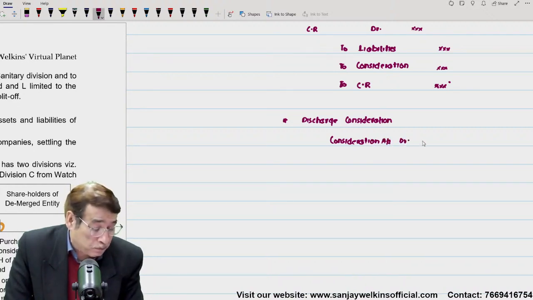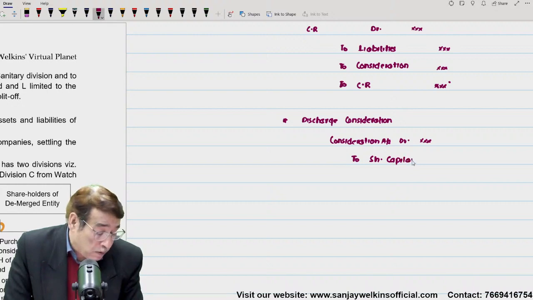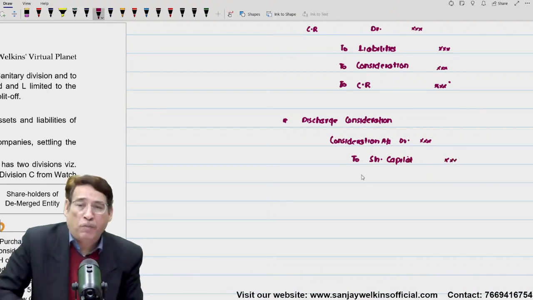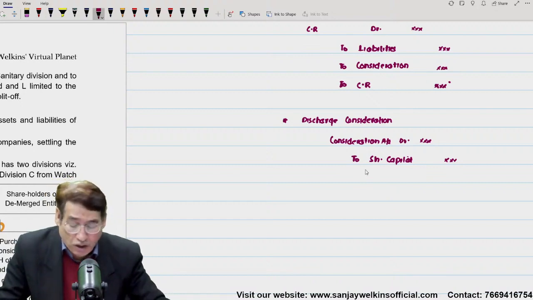Consideration account debit, to share capital account, presuming that consideration is being paid by way of share capital. In case some cash is also being paid, we will write simply to cash also.